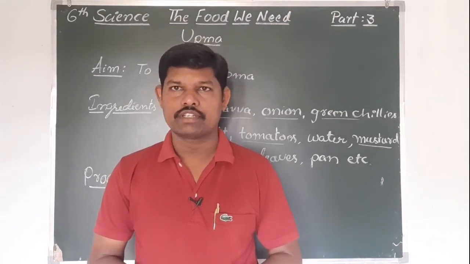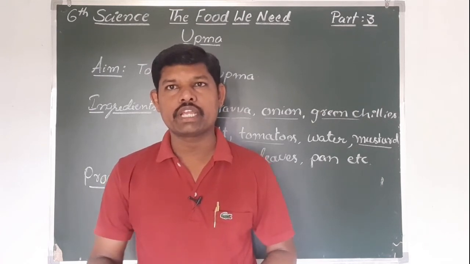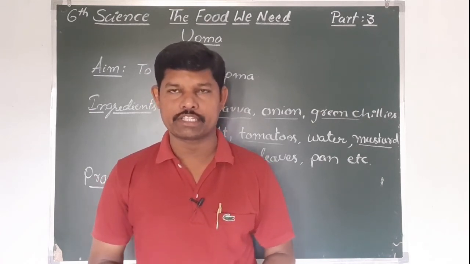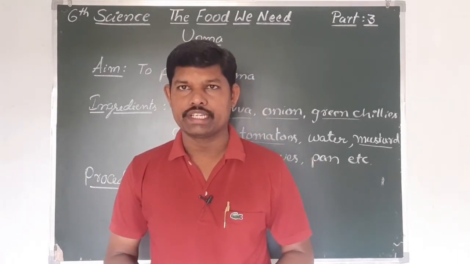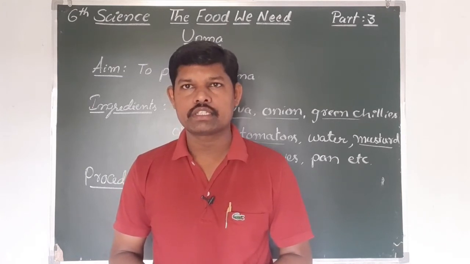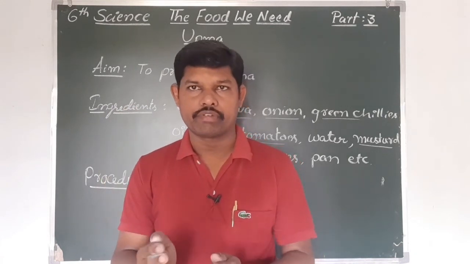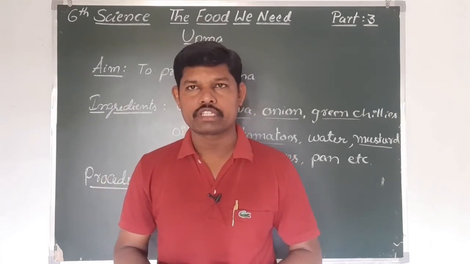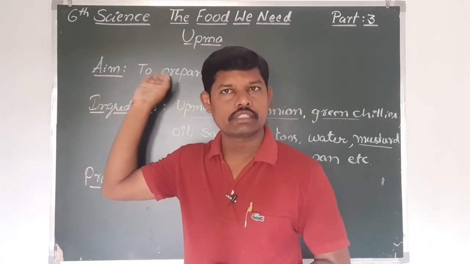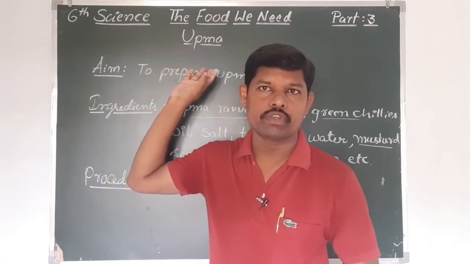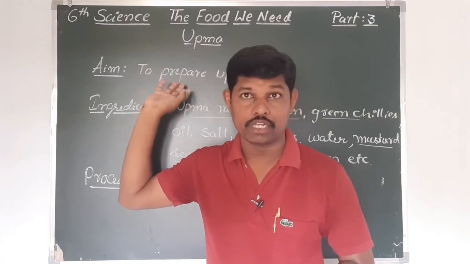My dear students, now you have a home task. What is the home task? Including filling these tables given in the textbook, which we already filled, there is one more homework: you have to write the procedure and ingredients of preparing your favorite food item. First of all, select your favorite food item, then write the aim: to prepare dash. That means write which food item you like, for example semia payasam. Noodles, you can write noodles.